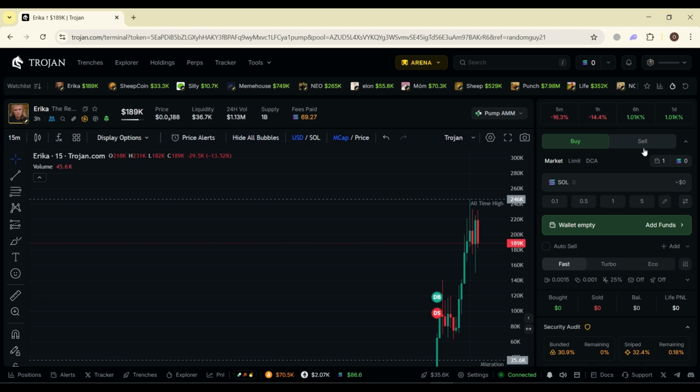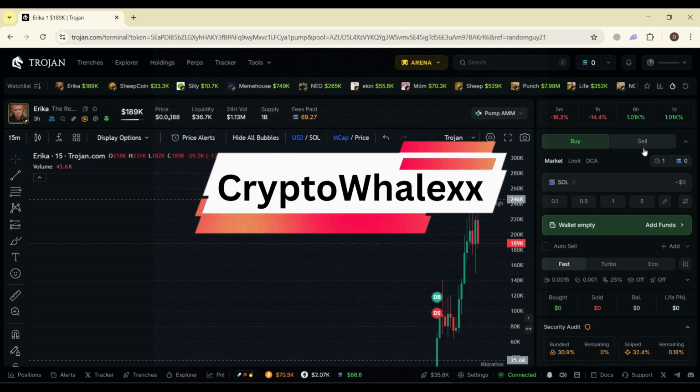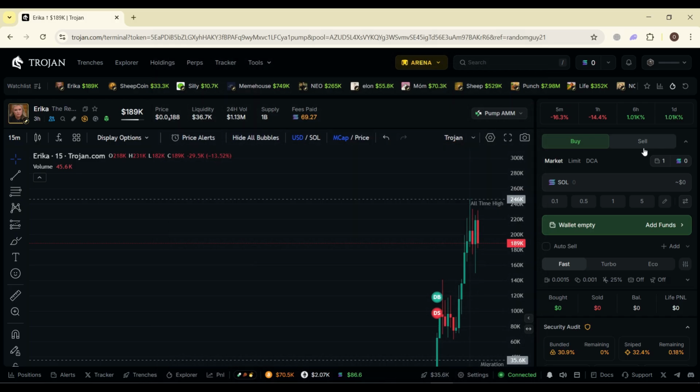So let's talk about cross-chain trading basics. Many traders start on one blockchain, but opportunities exist on multiple networks. Cross-chain trading simply means interacting with tokens across different blockchains, not just one.